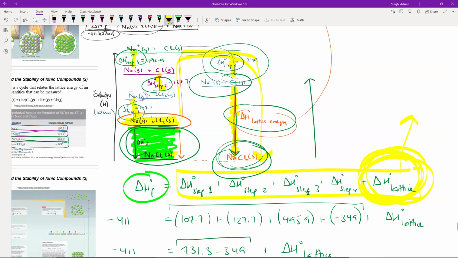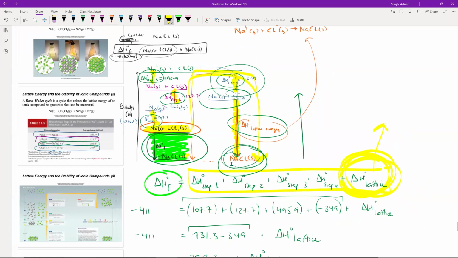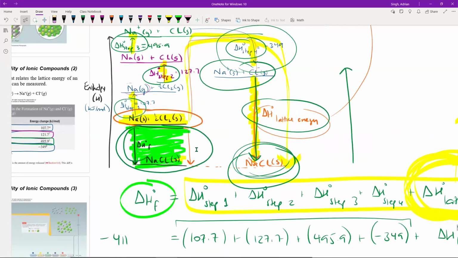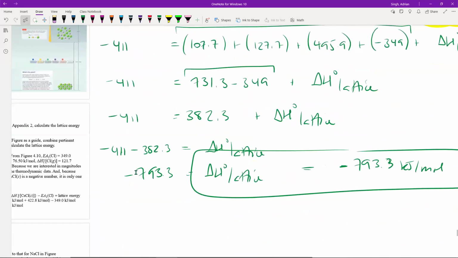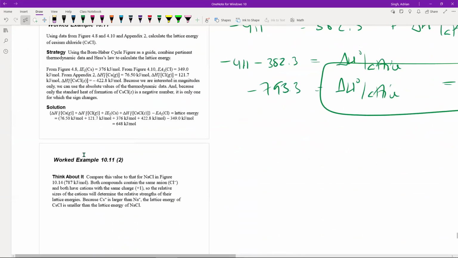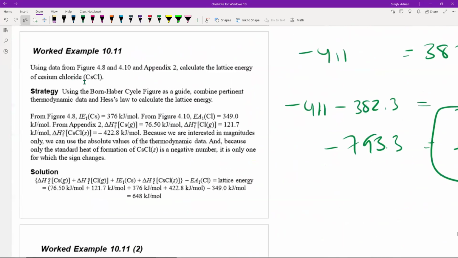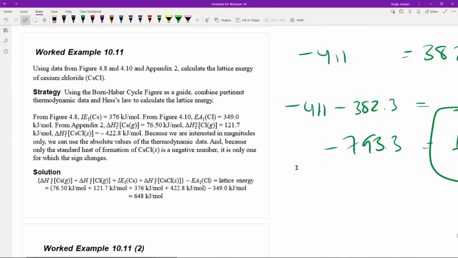Now, remember, the lattice energy is an indication of several things, but it also tells you how strongly the ions in the ionic compound are being attracted to each other. So the higher the lattice energy, the more stable that compound is, the stronger the attraction between the positive cations and the negative anions. If you were to calculate the lattice energy for a slightly different compound, for example cesium chloride instead of sodium chloride, we can use that Born-Haber cycle as a guide and go through that process as well.